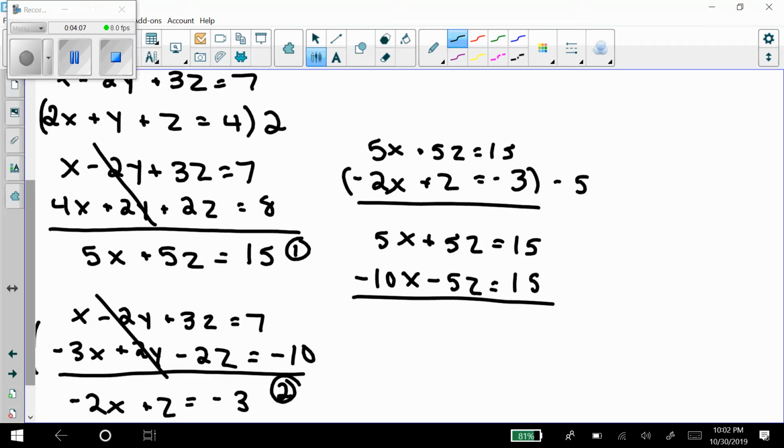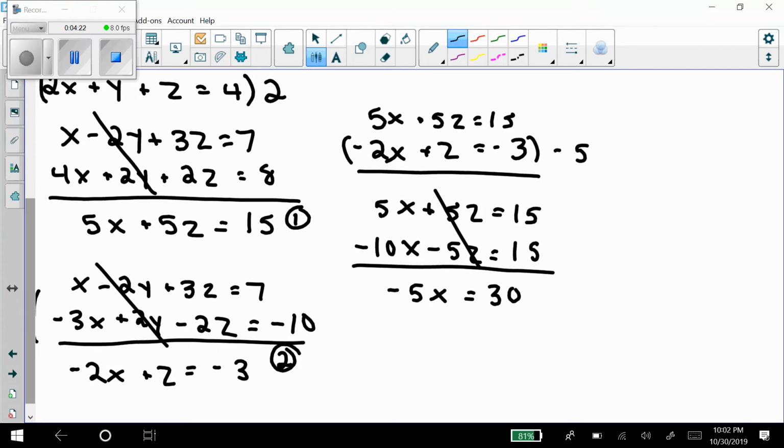And then I'm just going to combine my like terms. So 5z and negative 5z cancel out, and I'm left with 5x plus negative 10x, and that leaves you with negative 5x equals 30. I actually made a silly mistake. Negative 5 times negative 2 is positive 10, so then 5x plus 10x is 15x equals 30. So be careful with your negatives. I'm going to divide both sides by 15, and I get x equals 2.